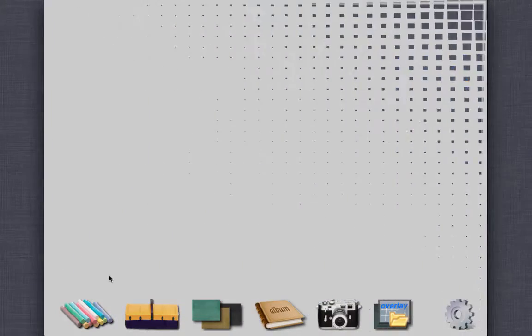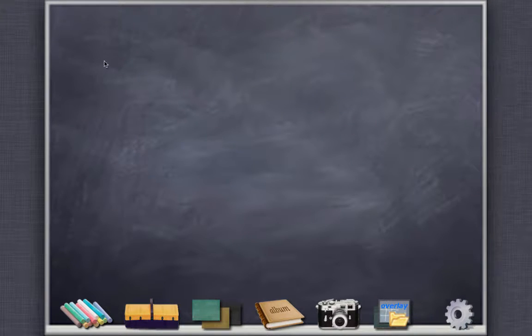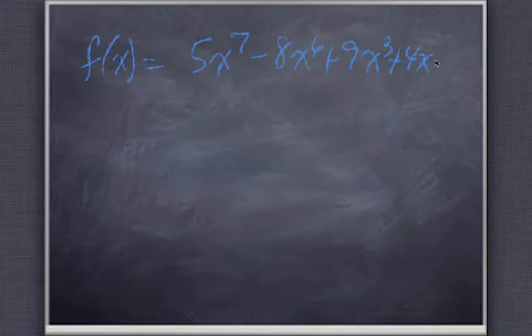The probably more useful tool is called the rational roots theorem. So if I have f of x equal to 5x to the 7th minus 8x to the 6th plus 9x cubed plus 4x minus 9, say, then, by the way, if it ended with a multiple of x, you would factor out that many x's, and then you'd look at the polynomial that you have left after you take it out. So you look at the constant number and the leading coefficient.